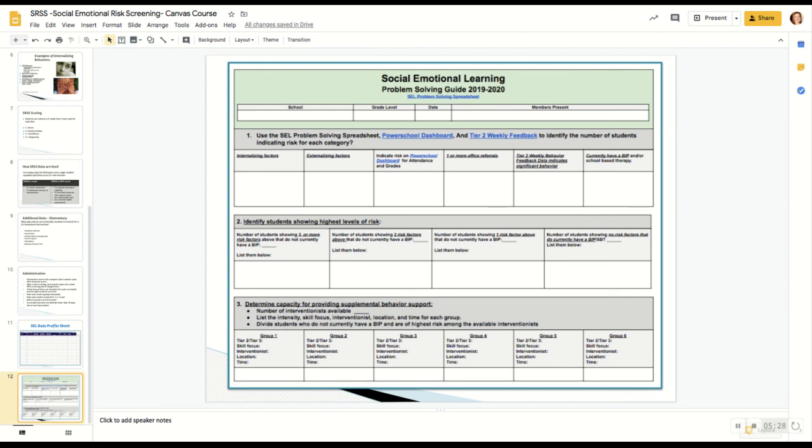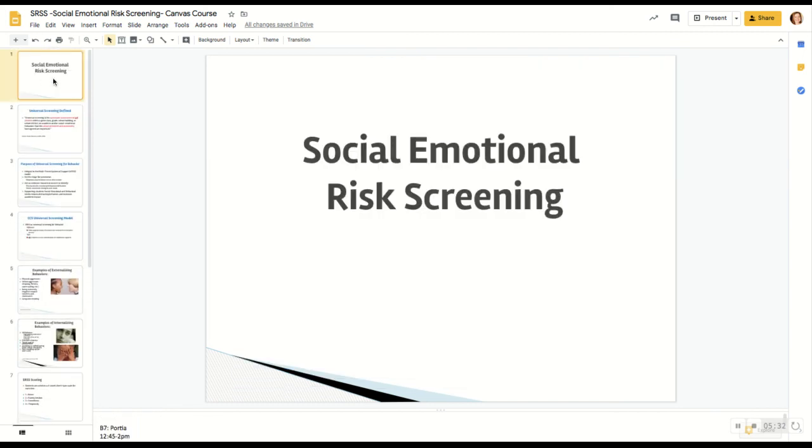So that's just a quick overview of what is involved in the SRSS assessment. I hope that it gives you a little bit more of an idea of when we say SRSS screening for behavior, what that looks like, and what's involved.